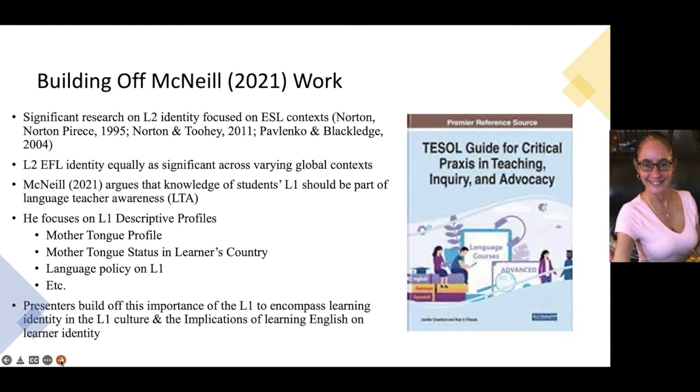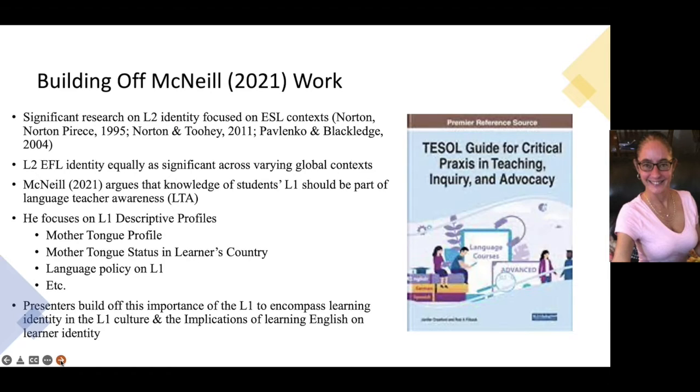So the chapter that I spoke of is written by McNeil, and we draw off of that work, as I said, but then we link it to this significant research on L2 identity, focusing on ESL context, but also EFL context. You can see the major authors and the work that has been done to frame this field of language and identity studies. The L2 EFL identity is equally as significant across the globe, right?